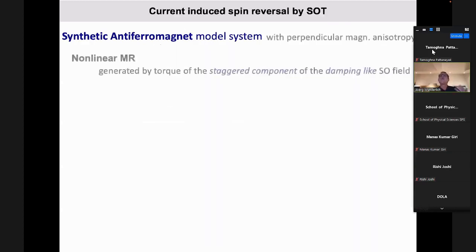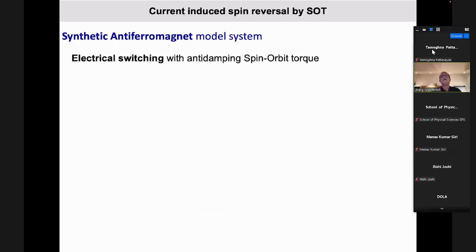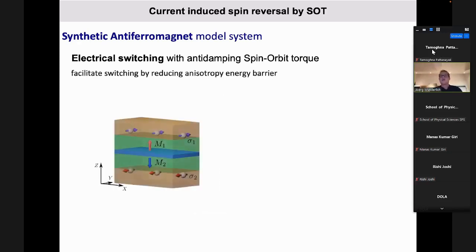And if we first of all try to understand what is generating this possibility of generating this nonlinear magnetoresponse, we figure out it's the anti-damping spin-orbit field, which has a staggered nature in our system. Well, it's not only the second order magnetoresistance which is generated by the anti-damping spin-orbit torque, but it also makes switching possible again. So we can actually switch our antiferromagnetic system by current pulses.